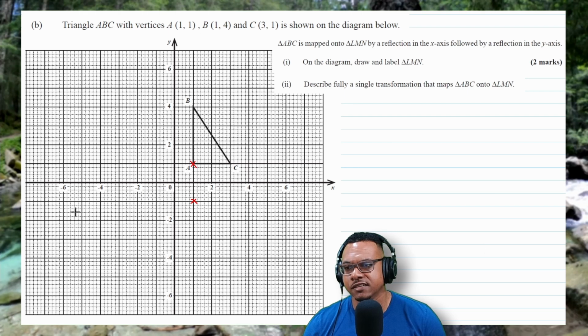Because the distance between the object and the mirror line must be the same as the image and the mirror line. And of course, the line connecting the object and the image must be at right angles to the mirror line. So my object C here, the image will be one block away from the mirror line. And my object B up here is 1, 2, 3, 4 blocks away, so the image will be 1, 2, 3, 4 blocks away. So I'll connect these points.